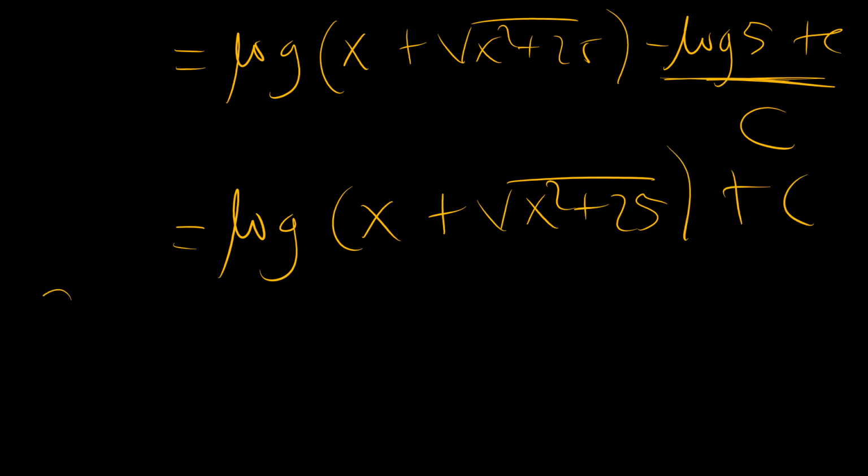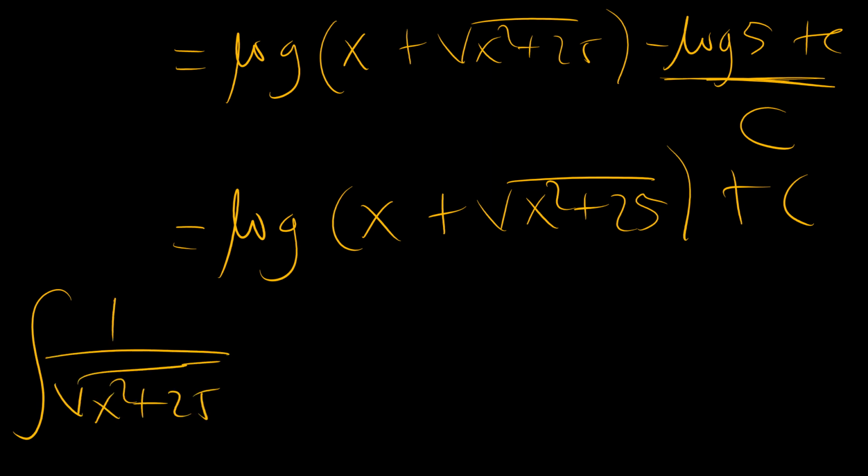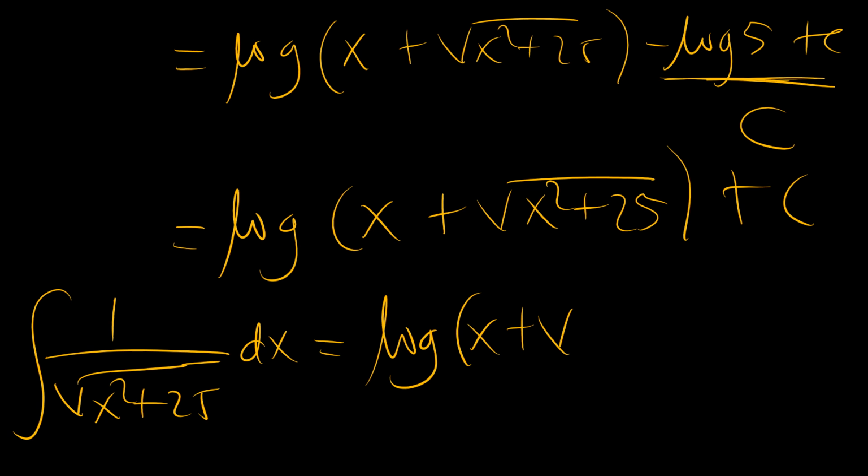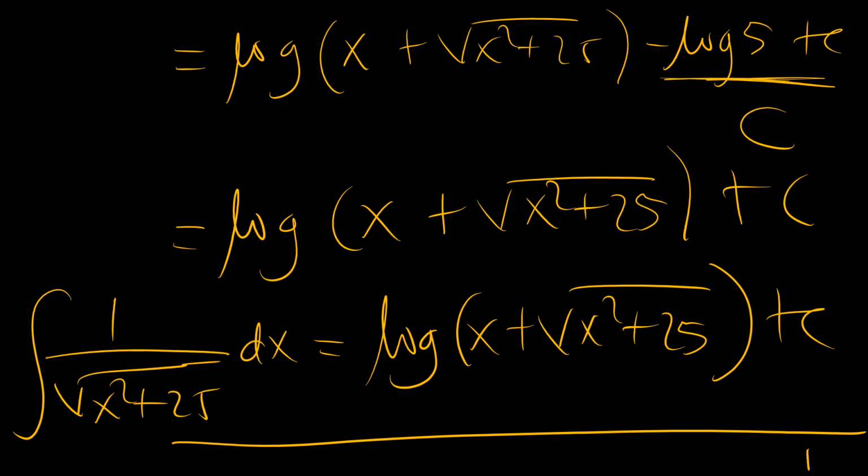So in other words, our integral of 1 over square root of x squared plus 25 is the natural logarithm of x plus square root of x squared plus 25, plus the integration constant c. So that's the answer.